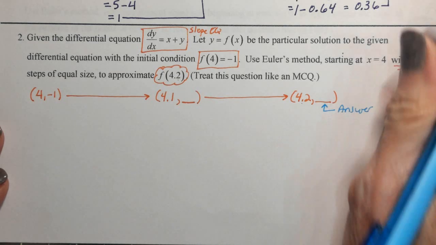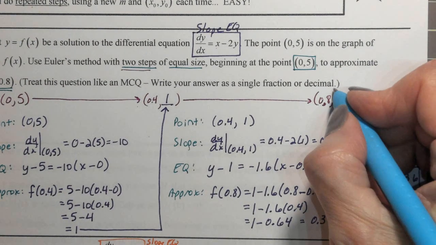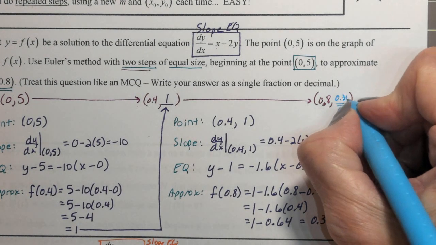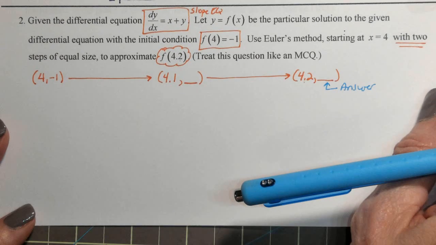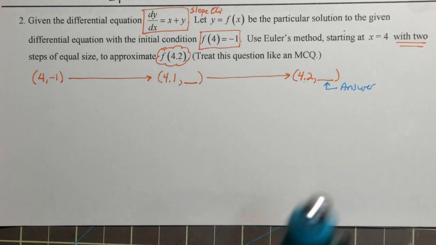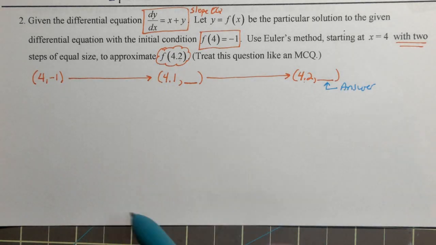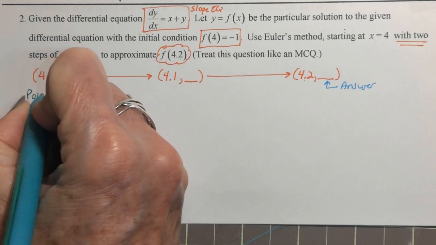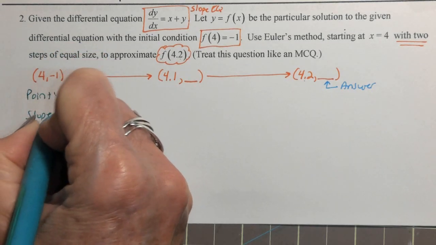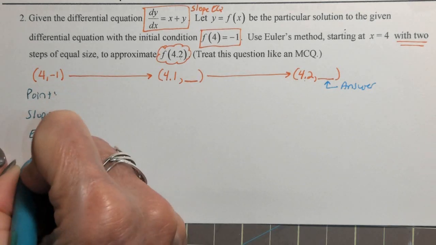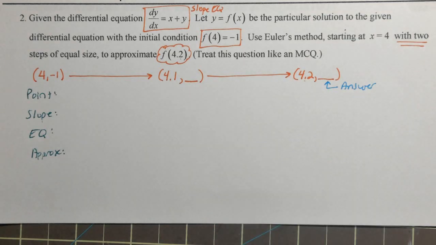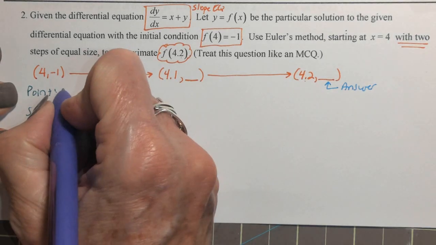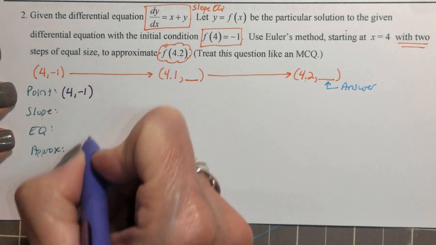And I just realized I never did put the answer up here, so I might as well do that. That would have been 0.36 over there, FYI. Okay? Alrighty. Euler's method: point, slope, EQ, approximation. That's one step. Then we'll have the same things over here for our second step.